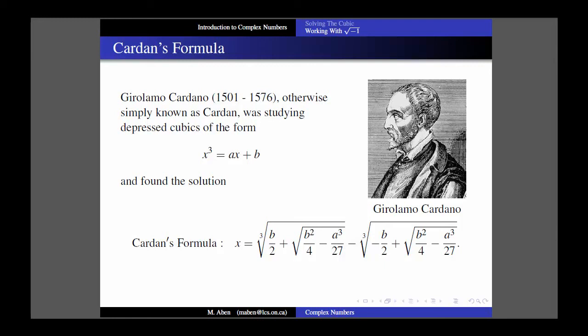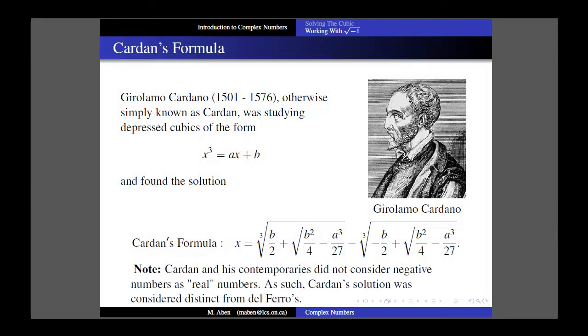So I do want to point out that his contemporaries would not have considered a negative number to be a "real" number. I'm using real numbers in quotation marks because I don't mean the technical term. So that's why Cardan's version of this solution is considered to be distinct from Del Ferro's.